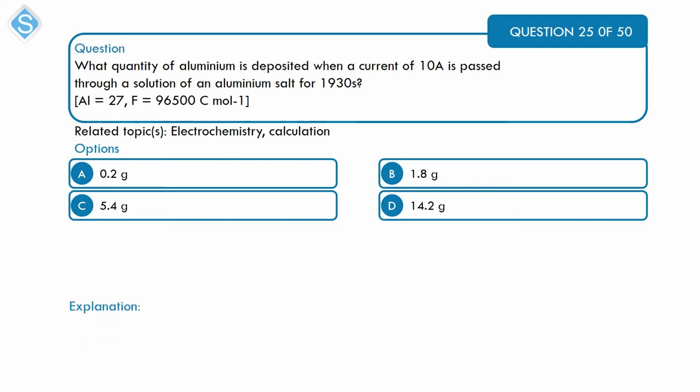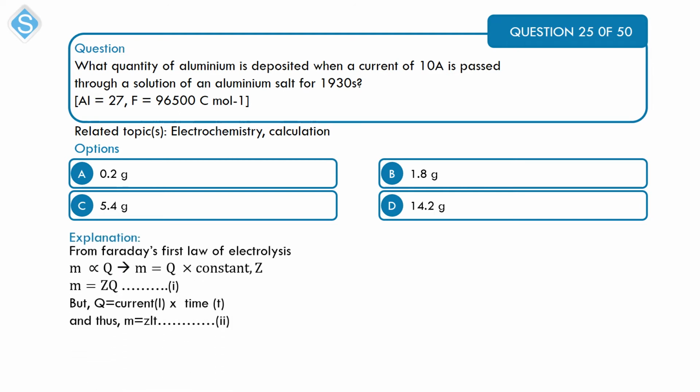Okay, just a brief introduction. From the first law of electrolysis, we have it that the mass of the element that is deposited is directly proportional to the quantity of electricity. So you have M equal to Q multiplied by a constant, Z, which is what we call the electrochemical equivalent of the substance. So M equals ZQ. But Q, the quantity of electricity, is equal to current times time. So you have M equal to ZIt, substituting It for Q.